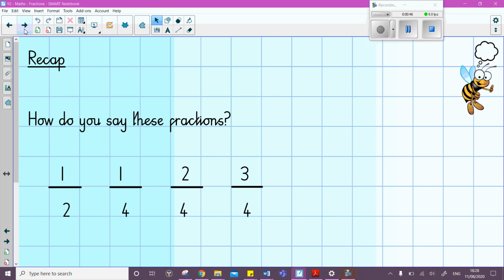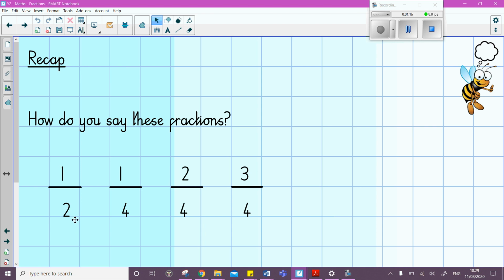So a quick recap, I want you to just have a think. Maybe you could have a bit of a chant of them out loud. Maybe you could talk with your adults at home or your brothers and sisters. How do you say these fractions? Maybe you could test one another. So we've got 1/2, we've got 1/4, 2/4 and 3/4.